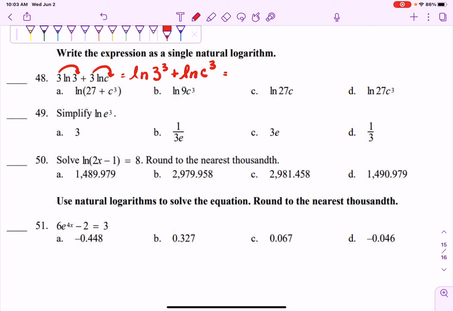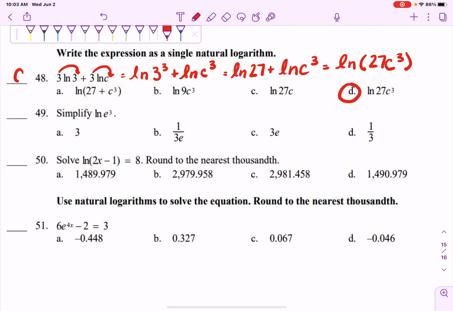Now, I know this 3 to the third is 27. So you really have this. Okay, then remember, if it's a plus sign, that means these two must have been multiplied. So it's the natural log of 27 c to the third. So that matches this. Okay. Now, next one's going to take me a little room. I'm going to make myself a little room here.